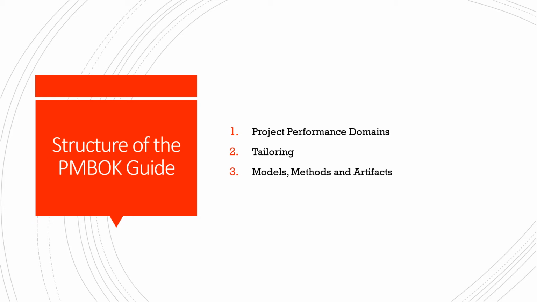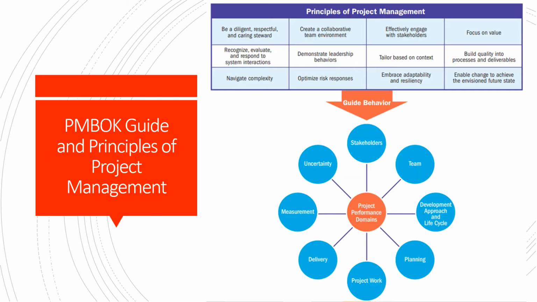The third and final important section in the PMBOK Guide 7th edition is models, methods, and artifacts. This section talks about the methods, models, and different artifacts commonly used across different industries and different project management practices.